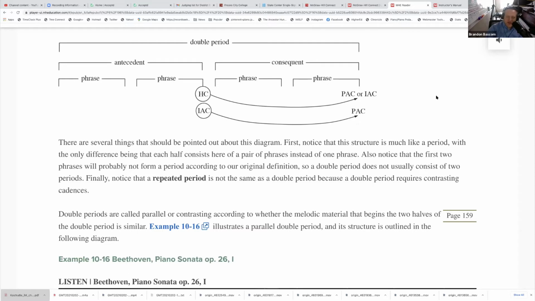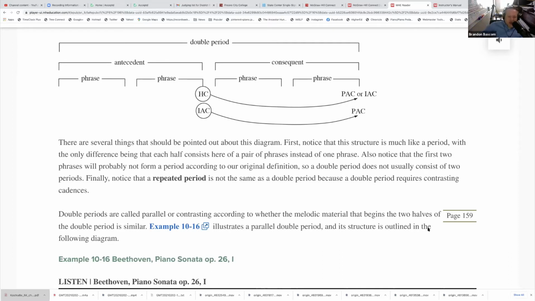There are several things that should be pointed out about this diagram. First, notice that this structure is much like a period, with the only difference being that each half consists of a pair of phrases instead of one phrase. Also notice that the first two phrases will probably not form a period according to our original definition. So a double period does not usually consist of two periods.